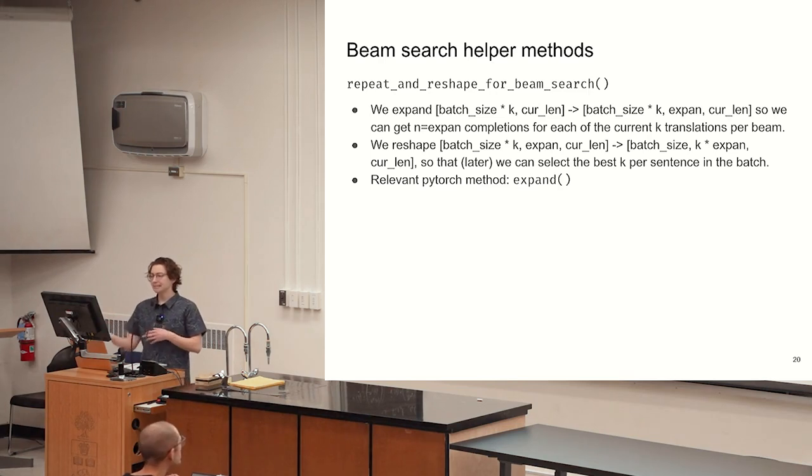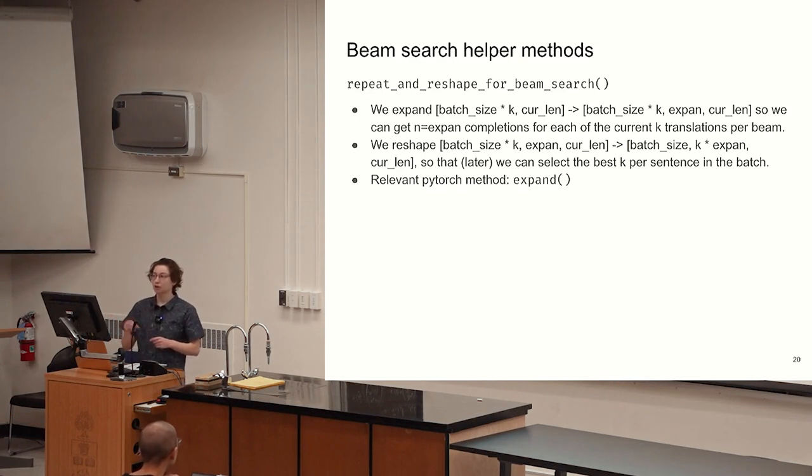And then we reshape. So we make it so that instead of batch size times k as the first dimension, it's just batch size and then k times expand. The reason that we do that is so that we can select the best k per batch from this pool of k times expand possible sentences that we've now created. And again, a relevant PyTorch method to use here is expand.